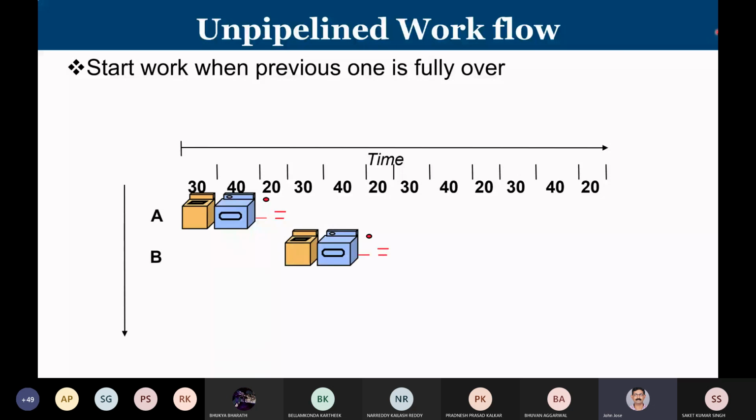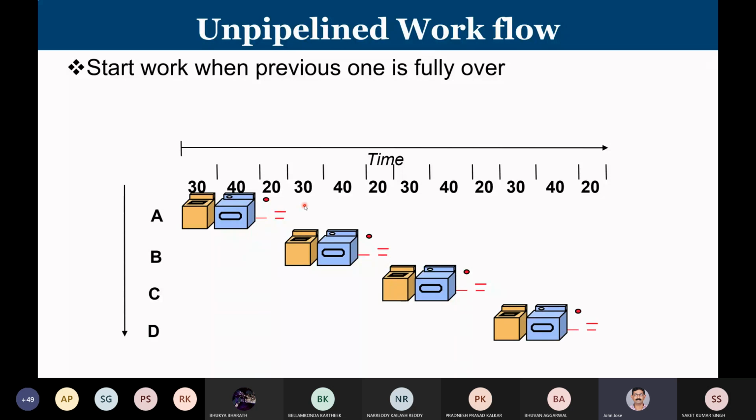Then let us say there is one more family, B, which will start next. It will take 30 minutes for washing, 40 minutes for drying, and 20 minutes for ironing. And then we have the third family. Each family can start the operation only after the previous one is over. So this is known as a sequential laundry.